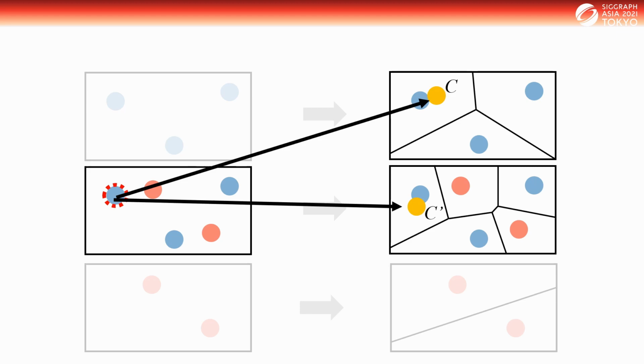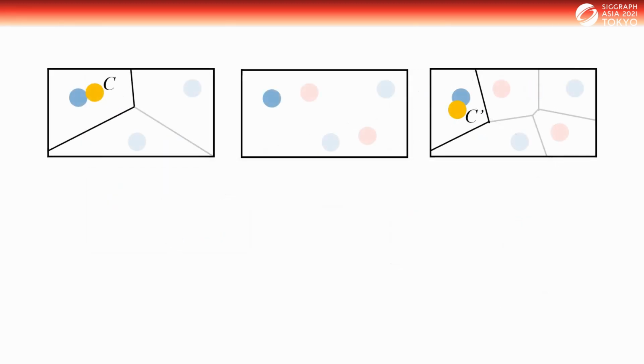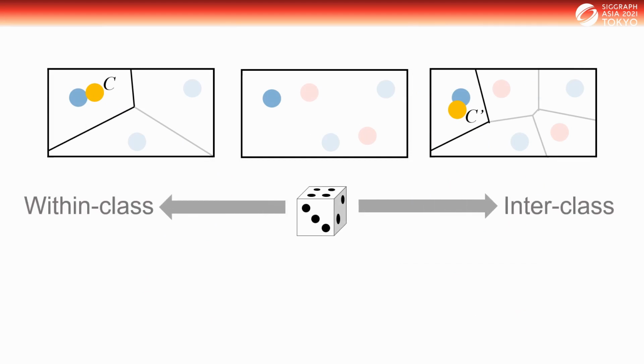When we move the stipple to the centroid of its within-class Voronoi diagram, it enhances the within-class blue noise property. When we move it to the centroid of the inter-class one, it enhances the inter-class blue noise property. Therefore, in each iteration, we randomly select one centroid and move the stipple to that position. This allows us to balance the local and global blue noise properties.